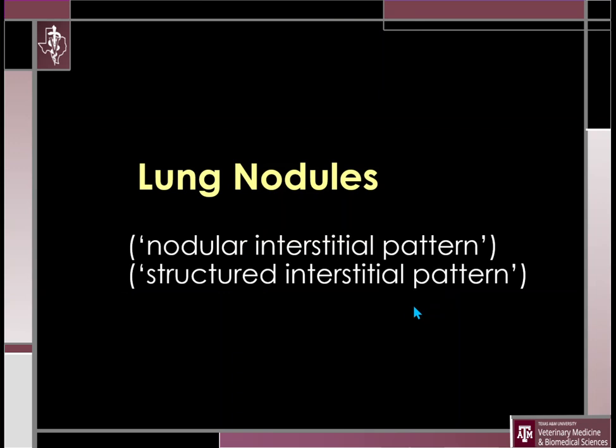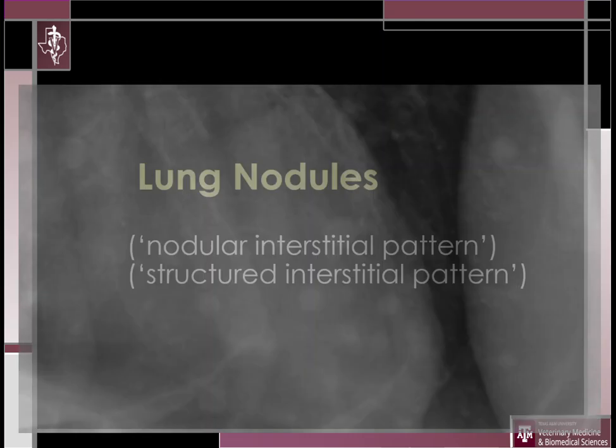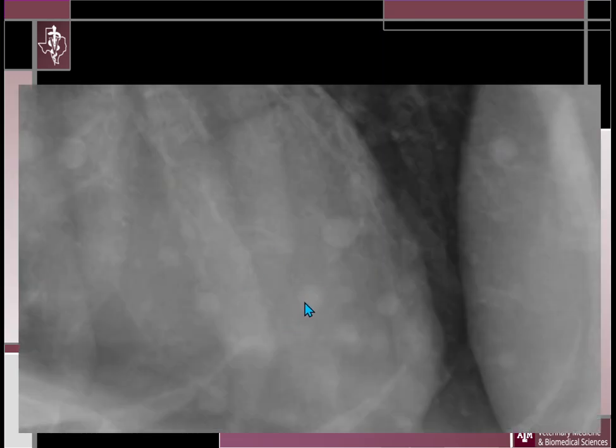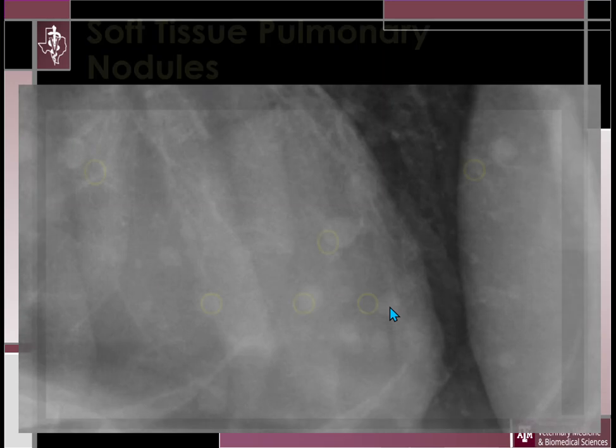Let's talk about the nodular pattern. Some people refer to this as a nodular interstitial pattern or a structured interstitial pattern. I prefer you just say there are nodules or it's a nodular pattern. So for a nodular pattern, again, you're asking yourself, do I see nodules? And if you see soft tissue nodules throughout the lung that are not associated with the vasculature or the ribs or other structures, then this is a nodular pattern.